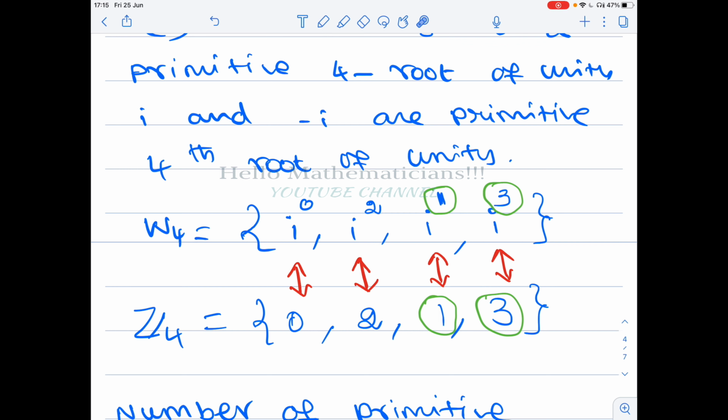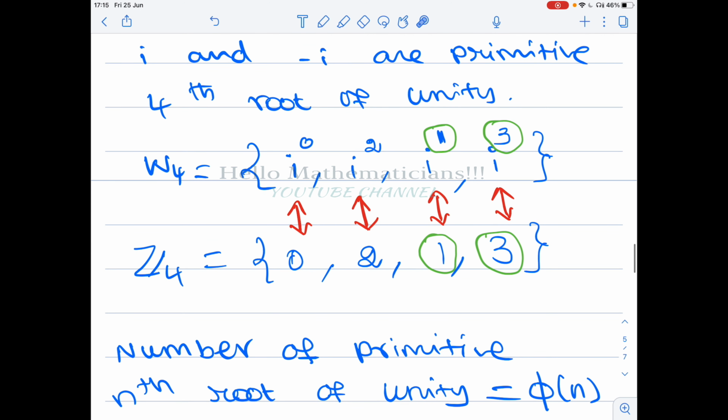Okay, so we get this is W, this is W square, this is W cube, this is 1. So we take w equal to i, then this is 1, w, w square, w cube. Then the isomorphism between W4 and Z4 is again we look at the powers.